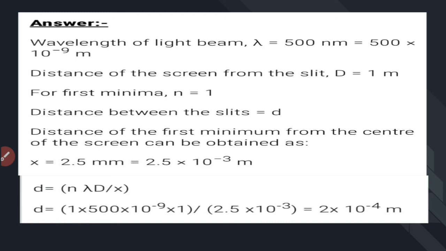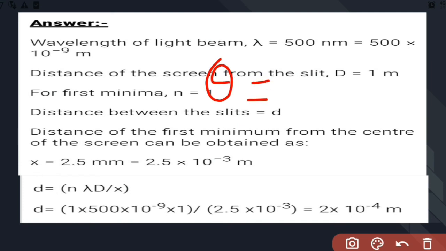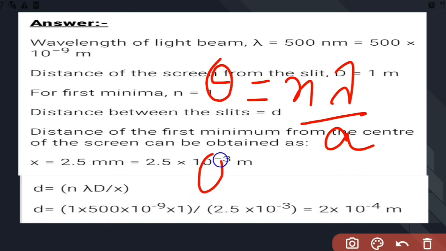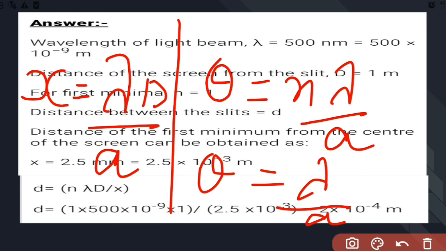We know the angular position of the minima. The condition is theta equal to n lambda by a, where n can take values like 1, 2, 3, etc. For the first minimum, n is equal to 1, or theta is equal to lambda by a. If you know the angular position, what is the actual position of the first minimum on the screen? The actual position x is the angular position times the distance of the screen. Suppose capital D is the distance of the screen. So we can write x is equal to lambda D by a. This is the expression for the actual position of the first minimum on the screen.